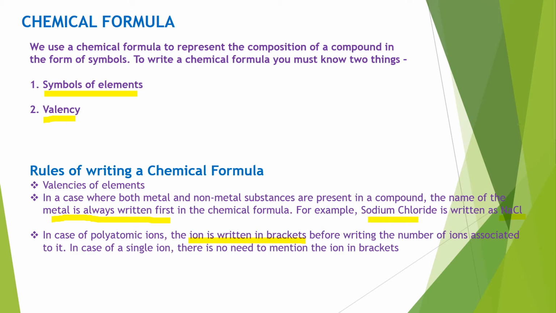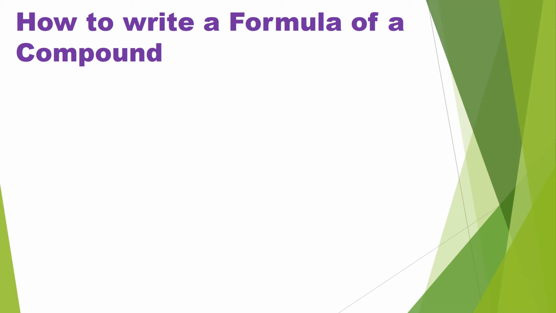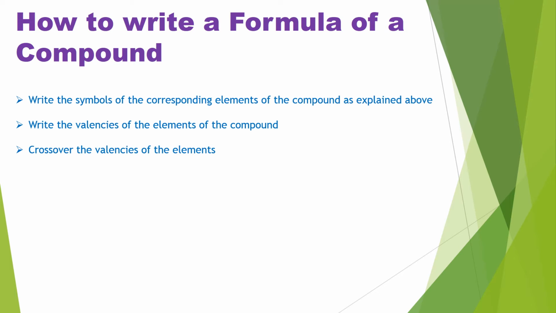Okay. Now coming to how to write a formula of a compound, what we have to do: write the symbol of the corresponding elements first. Then write down the valencies of the respective elements below that. Then you have to cross over the valencies.